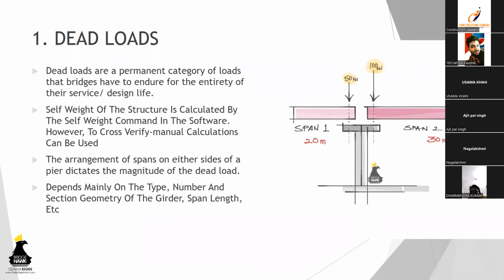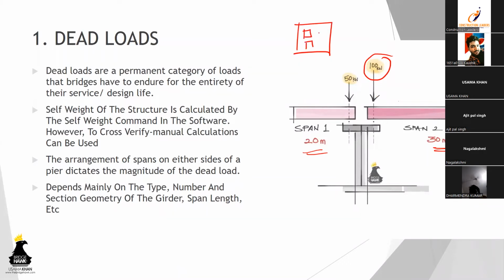The self-weight of the structure is usually calculated by the software which you are using. So if you want to be sure of your results, you can also have a manual calculation done simultaneously. Also, there's one more thing: it is not always the case that you'll have equal spans on both sides. If you see the sketch, you have span 1 which is 20 meters and span 2 which is 30 meters. So obviously the loads, this is the top view.